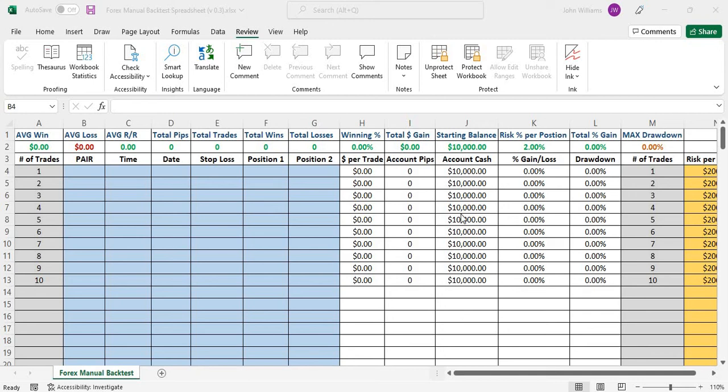Alright, so recently I was approached by someone who wanted me to create a spreadsheet that they could use to do backtesting. They are into Forex trading. I am not into Forex trading, at least not yet.